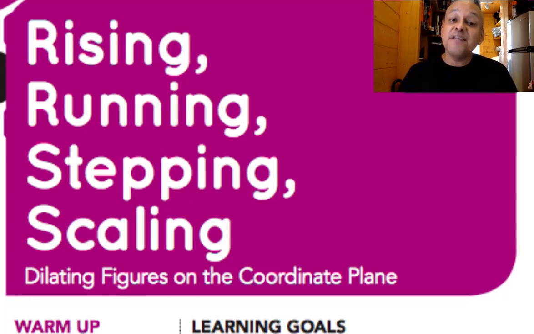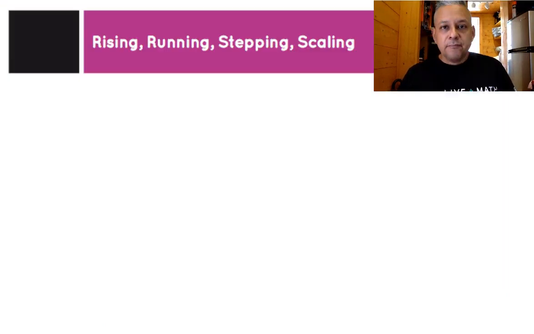Today's lesson again is rising, running, stepping, scaling, dilating figures on the coordinate plane. So in our previous lessons, we learned how to do dilation using the origin as the center of dilation. And it was super simple. All we had to do was just multiply coordinates by the scale factor. But what happens when they tell you that the center of dilation is not at the origin?